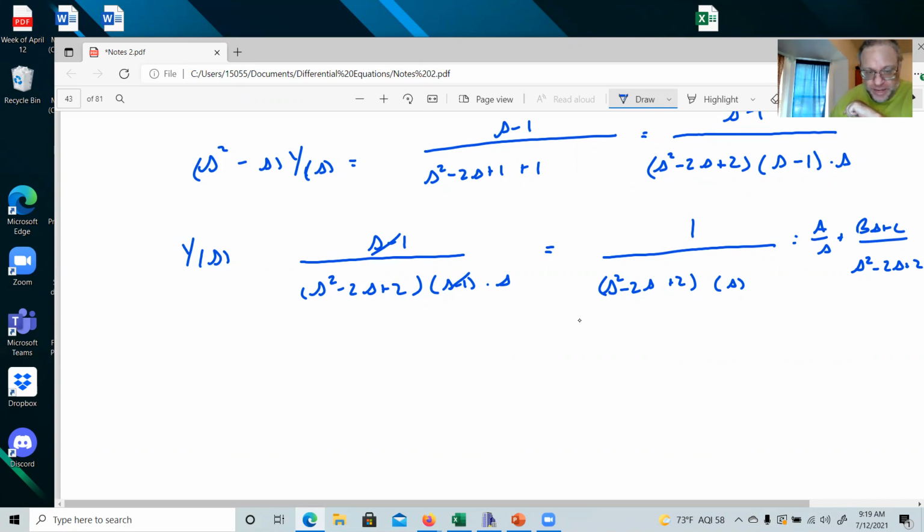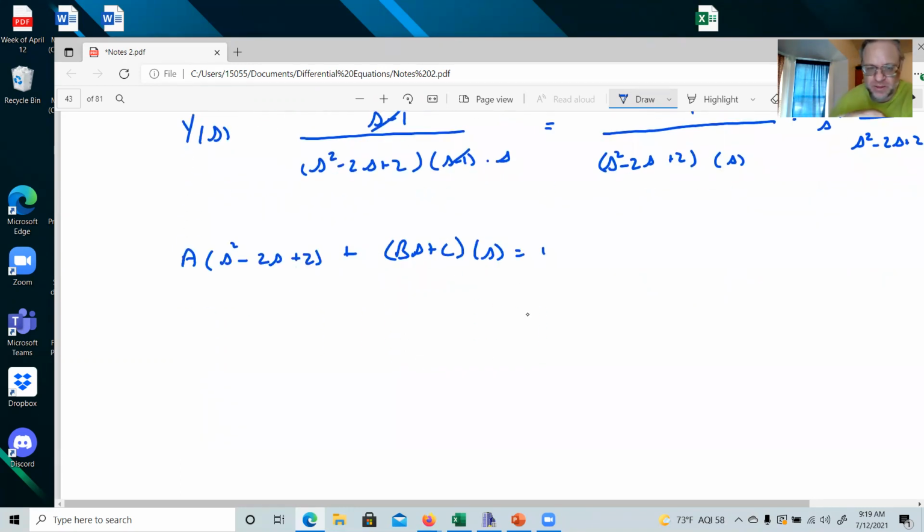So let's go ahead and clear our fractions. So we have A times s squared minus 2s plus 2, plus Bs plus C times s is equal to 1. Let's just do this the regular way. So here we have As squared minus 2As plus 2A plus Bs squared plus Cs is equal to 1.